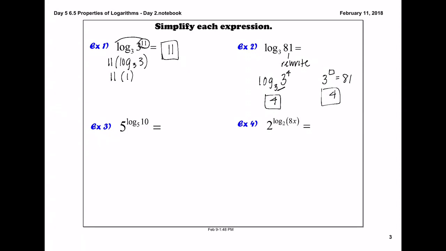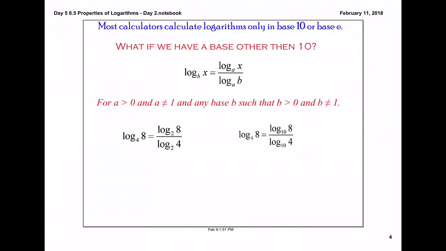5 raised to the log with a base 5 of 10. I see that these two numbers match, so my solution is just 10. 2 raised to the log with a base 2 of 8x. Again, you can see these two match, so my solution is just 8x.